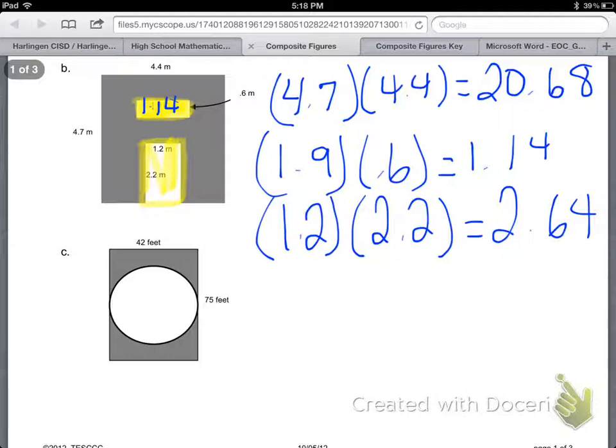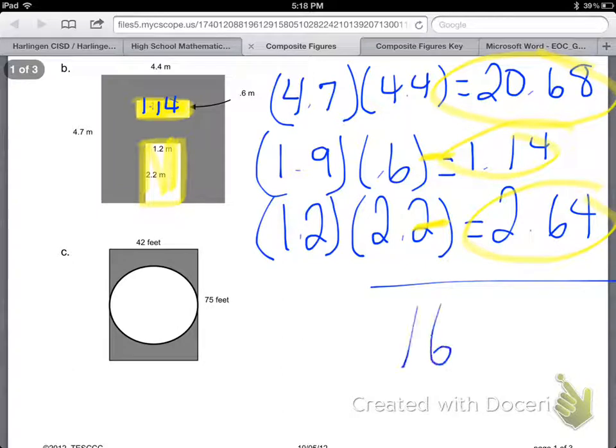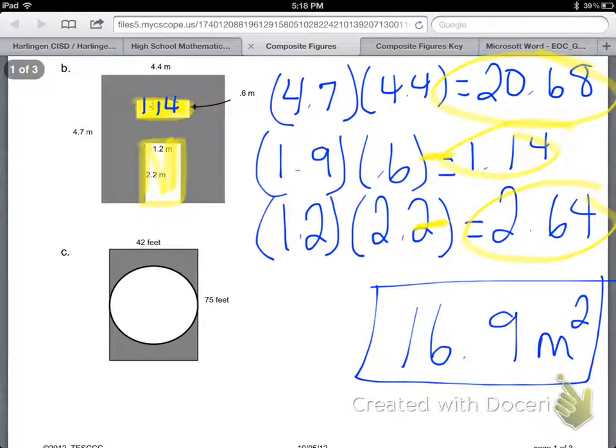So 20.68 minus 1.14 and minus 2.64, and that gives us 16.9. And then it would be meters, because they're all meters. That is the meter squared. Meter squared because it's area. So that is the area.